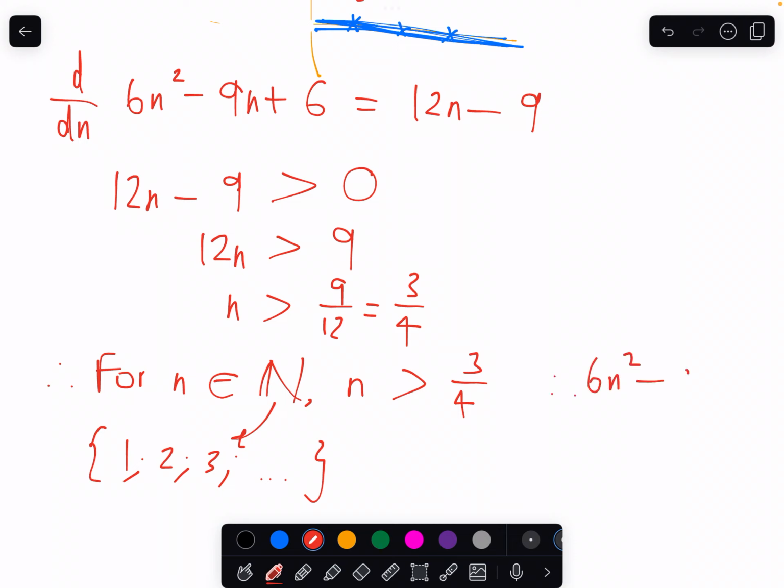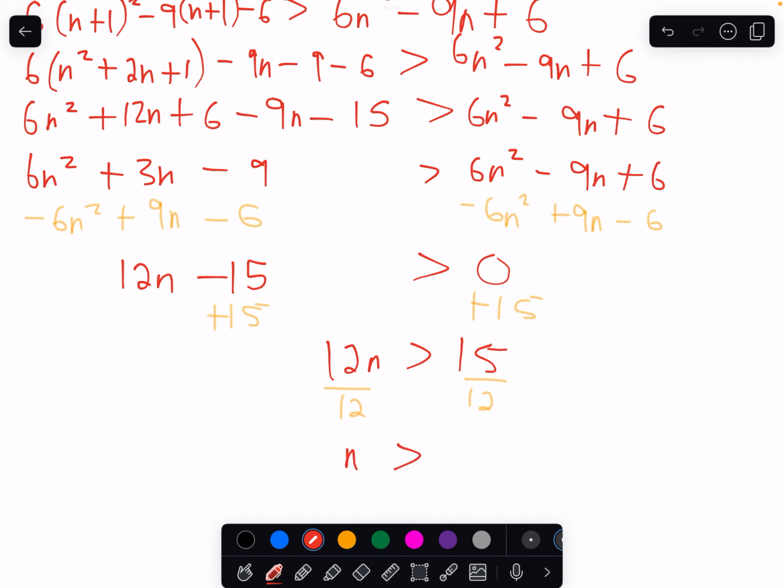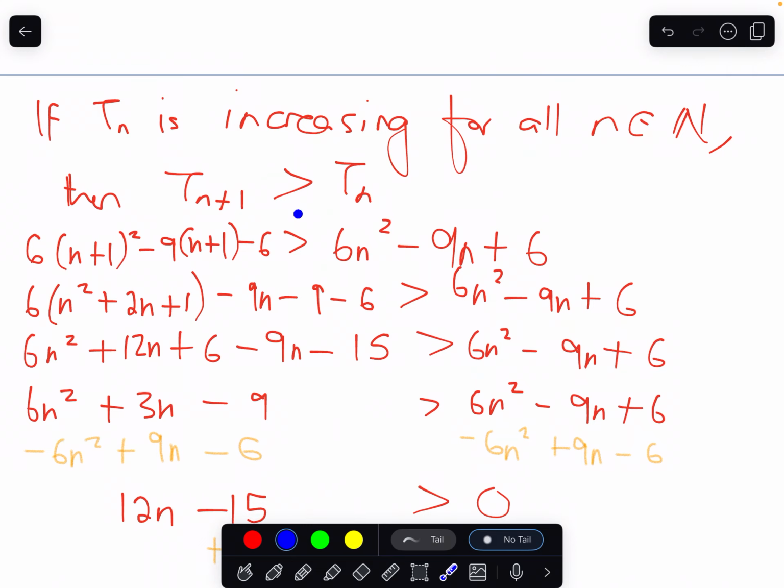Okay, 12n is greater than 15, and then we want to say divide by 12, divide by 12, so n is greater than 15 over 12, which is 5 over 4. In other words, 1 1/4. Okay, so what is this telling us? This is telling us that Tn is increasing if every term is greater than its predecessor.